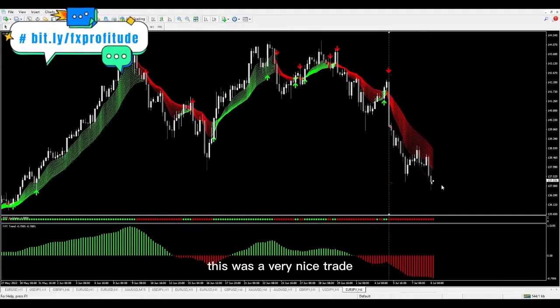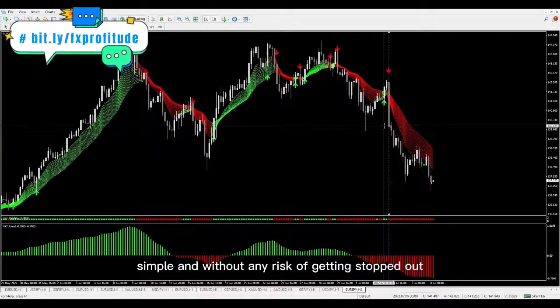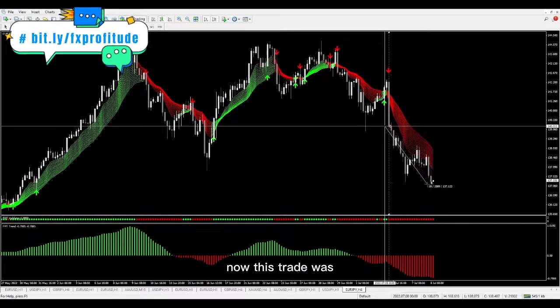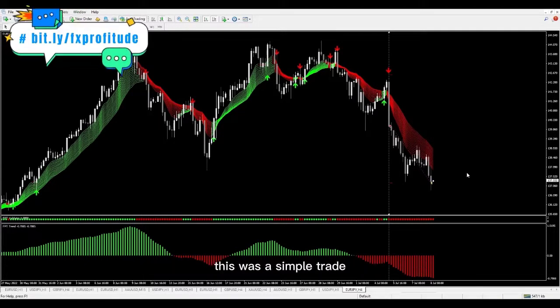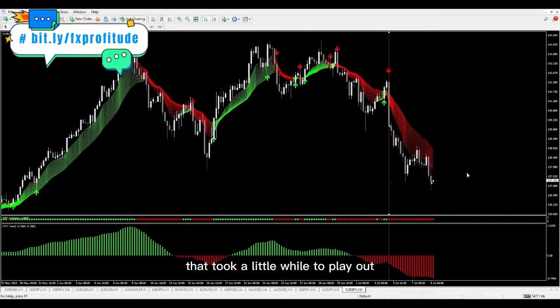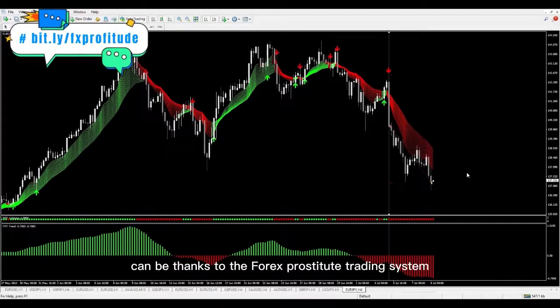This was a very nice trade, simple and without any risk of getting stopped out. Now, this trade was for 285 pips, and this trade was worth $1,931.48. This was a simple trade that took a little while to play out, but this was maybe the easiest way to make $2,000 can be, thanks to the Forex Profitude trading system.